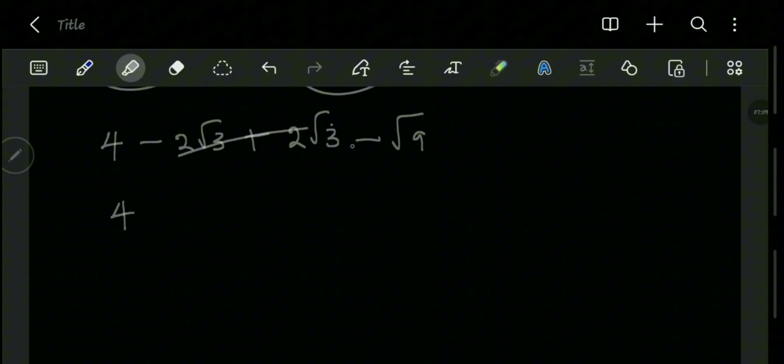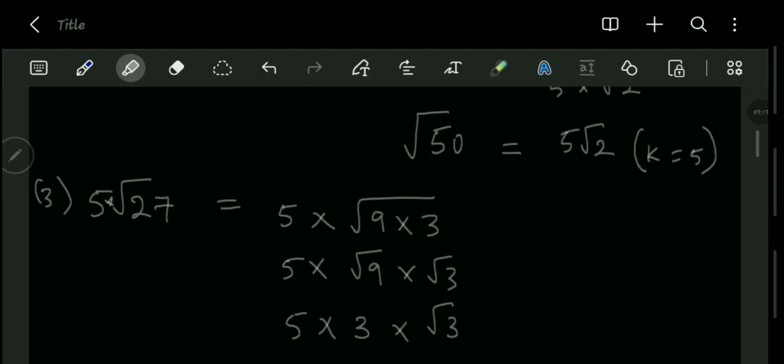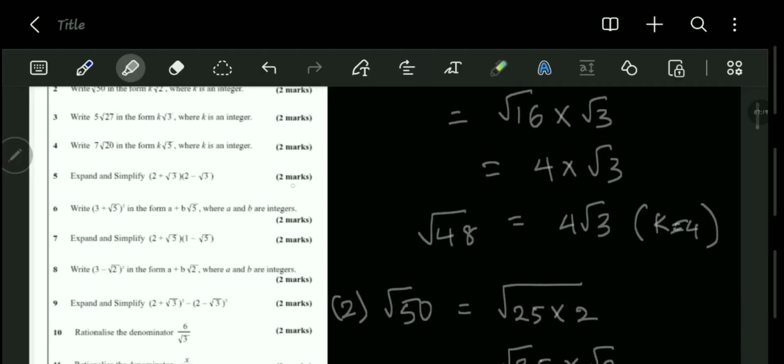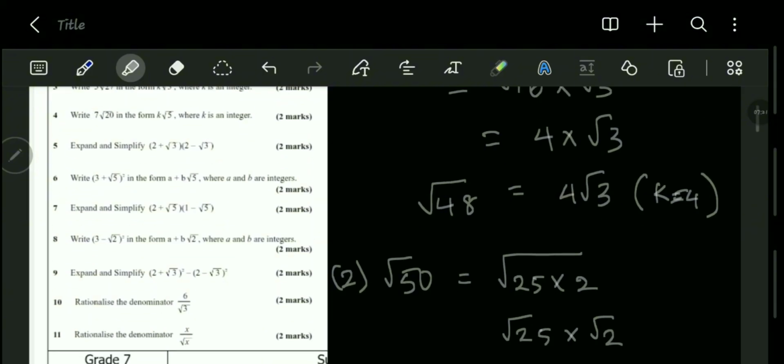So I'm having minus, and square root of 9 is just 3. And 4 minus 3 is 1. So the answer to that question is 1. And it's a very cheap question for 2 marks.